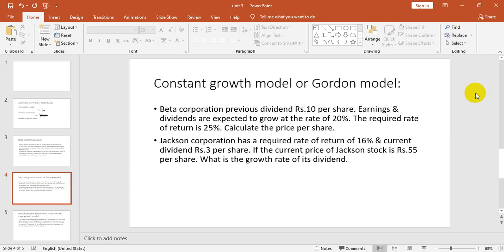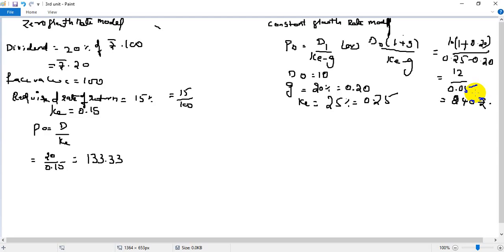Now in this question, it says Jackson Corporation has a required rate of return of 16% and current dividend per share is 3. Let's write down the complete information over here. This was the first question of the constant growth rate model. Let's do the second question of the constant growth rate model here. Let's write down the information that has been given.